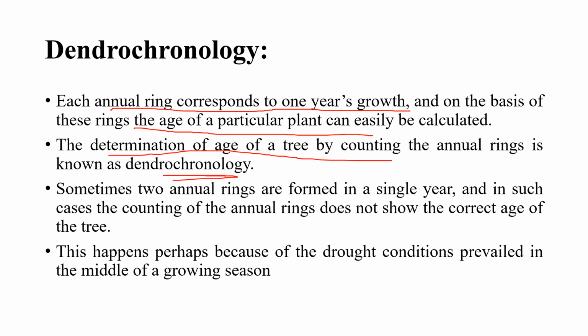So in a year, at two times the growth of the plant occurs, at autumn and in spring. So at two times the growth occurs, and so two rings are formed in a year. So by just counting those rings, you can easily tell the age of the plant. So counting the age of a plant by simply counting the annual rings is known as dendrochronology.